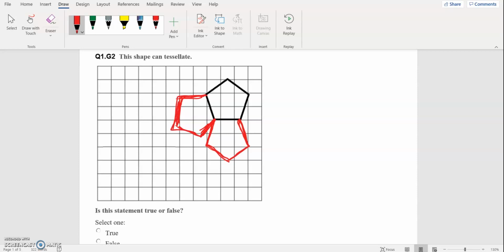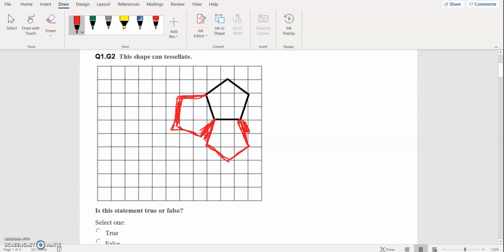as you can see, pentagon does not tessellate. So there would be gaps in here and there. So you could try and fit these around, but a pentagon does not tessellate. So this is a false statement.